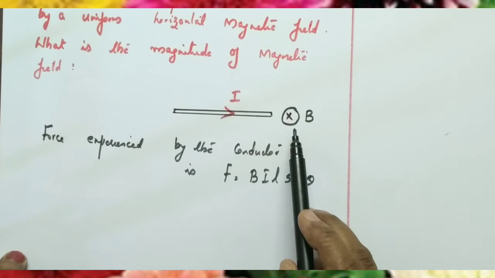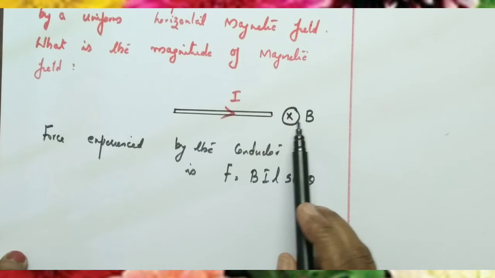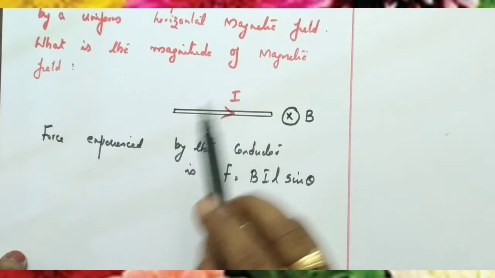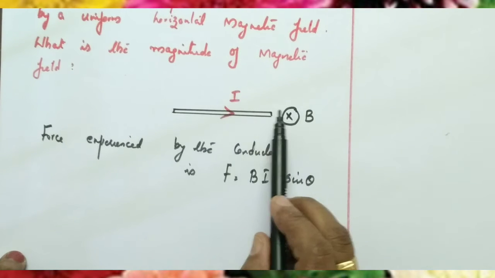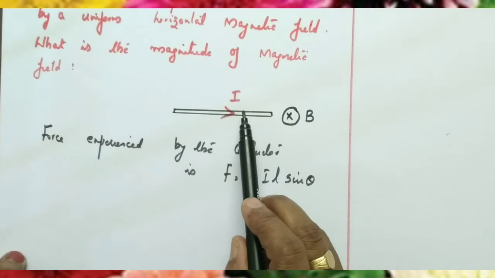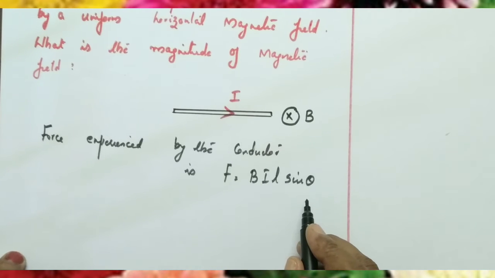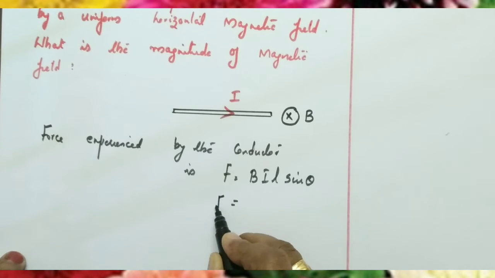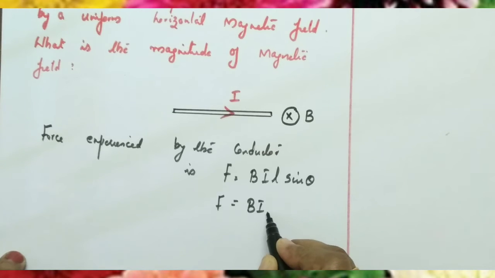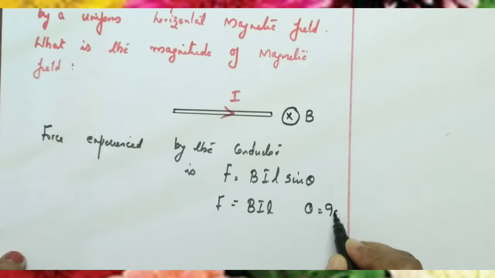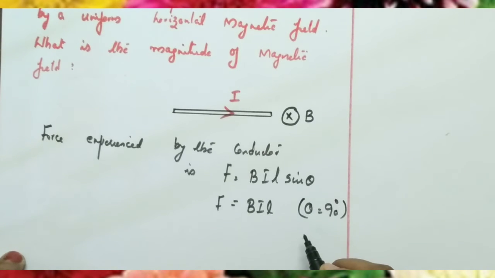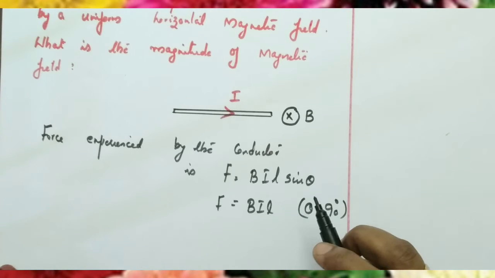Here the length and magnetic field, or current and magnetic field, are perpendicular, because cross means the magnetic field is into the plane, and the current or length is horizontal, towards the x direction. So theta is 90 degrees, therefore the force is given by BIL, since sin 90 is 1. Now, what is the direction of this force?